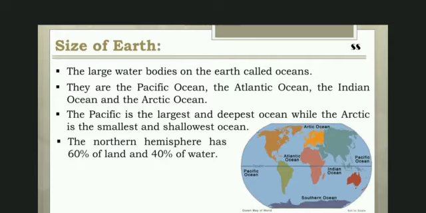The land and the water bodies are unequally distributed between the northern and the southern hemisphere. The northern hemisphere has 60% of land and 40% of water. Therefore, it is called the land hemisphere. On the other hand, there is 81% of water and 19% of land in the southern hemisphere. So, it is called the water hemisphere.